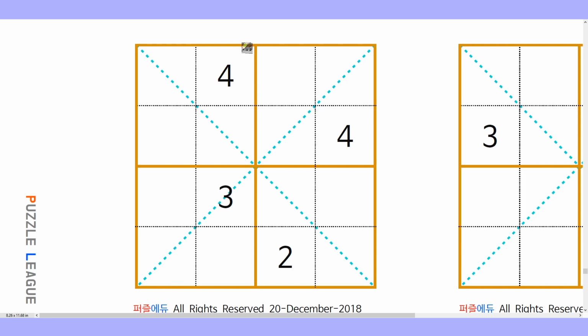The numbers that are missing from this column are the numbers 1 and 2. However, because of the number 2 in the last row, the number 1 must go here, and the number 2 must go here. Now, let's take a look at the last row. The numbers that are missing are the numbers 3 and 4. But because of the 4 in the last column, number 3 must go here, and the number 4 goes here. Now in this block, the only number that is missing is the number 2.